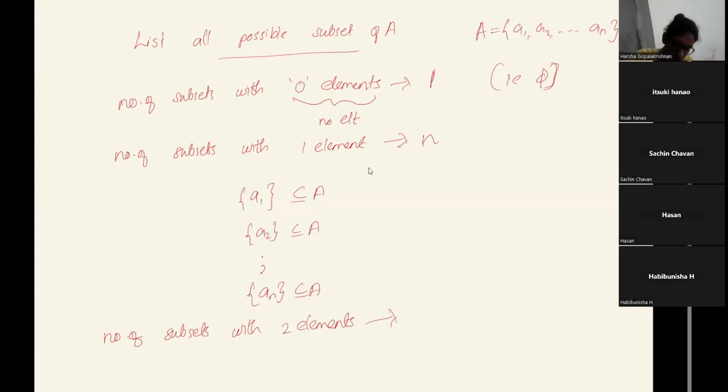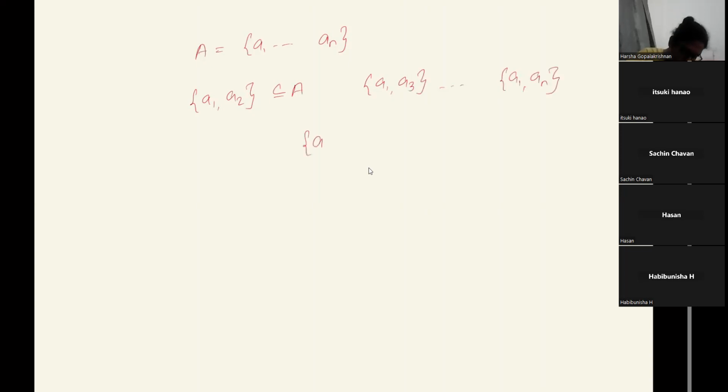Okay, let us just see the possibilities. A is the set A1 to AN. I can take A1, A2, which is a two element subset of A. Other than that, I can take A1, A3, and so on, up to A1, AN. In the same way, I can take A2, A3.